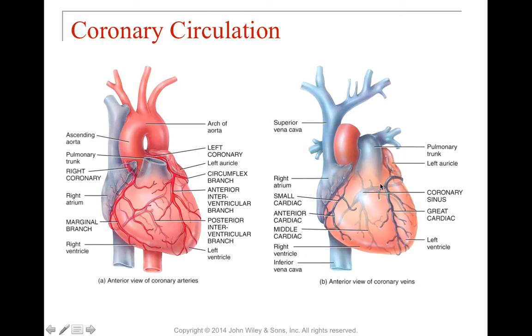So the great cardiac vein wraps around. We have the middle cardiac vein here wrapping up, and then the small cardiac vein and the anterior cardiac vein, all of that meeting here in the coronary sinus, which again is going to feed directly into that right atria to head right back into the blood supply to get oxygenated.